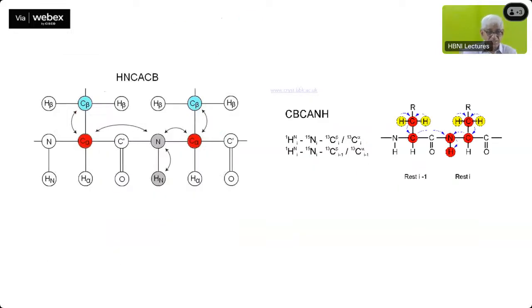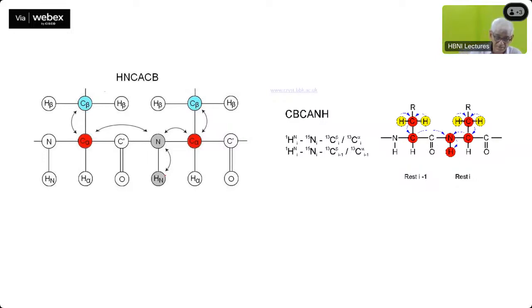Now the HMCO-CB is another set of experiments which extends these things further to C beta protons and C beta carbons. It goes to both. There are two versions of this experiment. One is called HMCO-CB, the other one is called CBCA-NH. And what do they differ in? So let's look at this here.